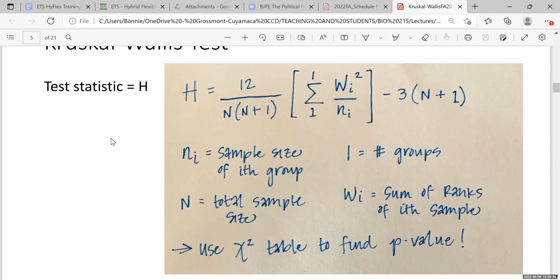In order to use the chi-squared distribution table, we need to have a degrees of freedom, and the degrees of freedom is going to be based on the number of groups that we have. So it's going to be capital I minus 1. If we have 3 different groups in our experiment, that means our degrees of freedom will be 2. All right, so make sure you remember that and have that written down in your notes.